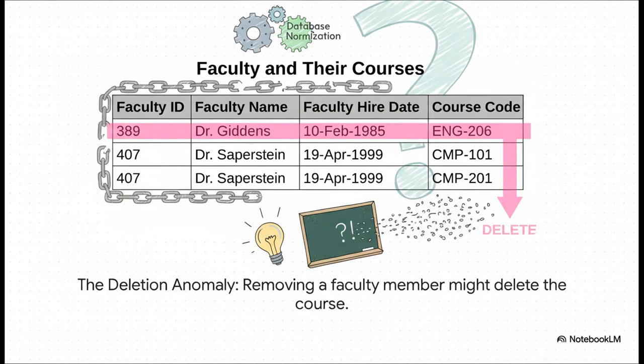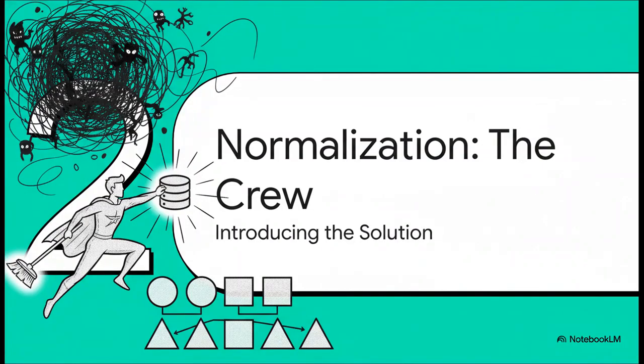And our final villain is the sneakiest of them all, the deletion anomaly. Check this out. Dr. Giddens is the only person who teaches the course ENG 206. Now, if Dr. Giddens retires and you delete that record, poof, you've just wiped the entire course ENG 206 from existence in your database. All that information is just gone, simply because it was tied to one person. That's a huge problem.